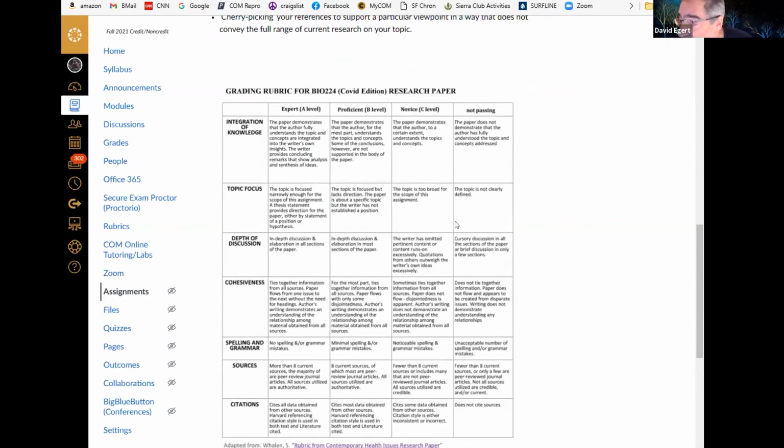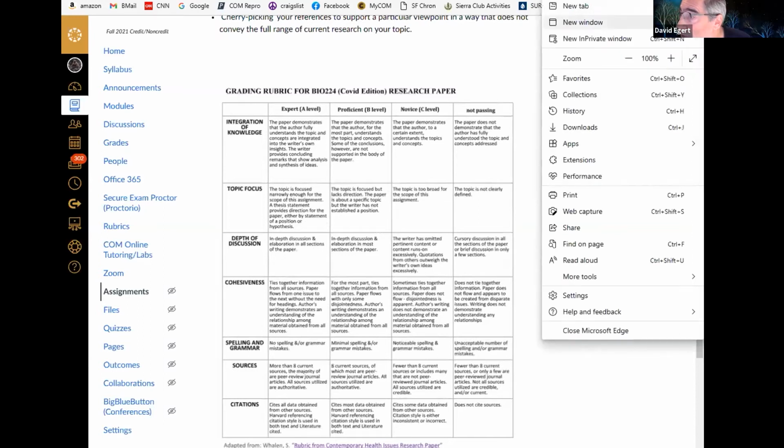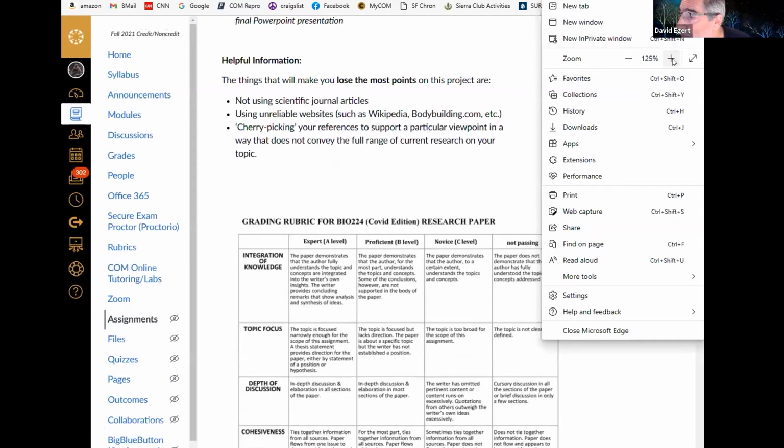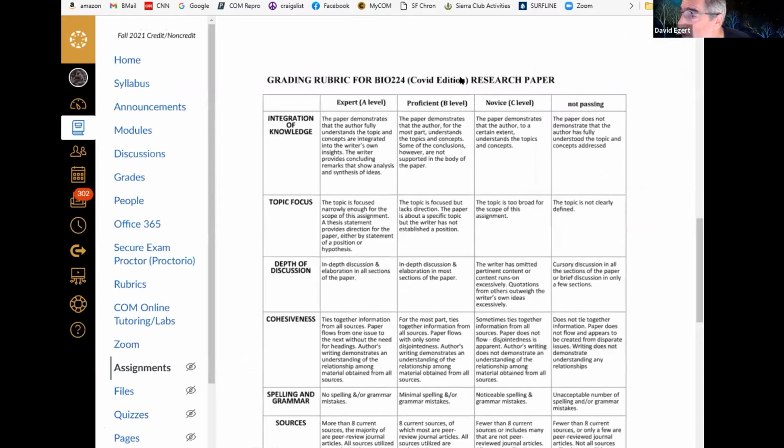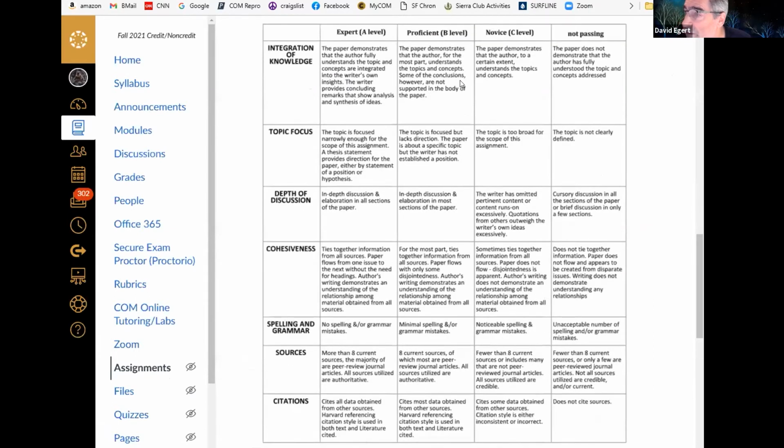So this is the rubric, which you will need to pay attention to. You can zoom in on it. These are the things that I'm going to use when I'm grading. So when you're writing the paper, know what things I'm going to be looking for.